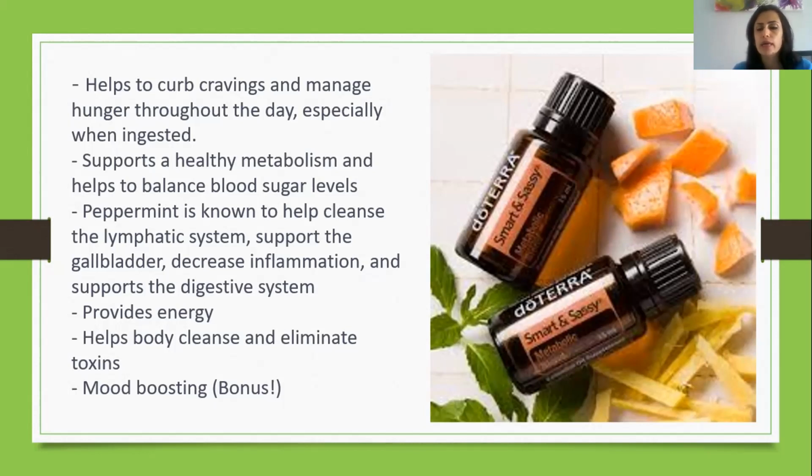I know some people don't like the taste. Some people enjoy the taste. So if you don't enjoy the taste, you can have it in a veggie cap. And yeah, it's also got cinnamon in it. So it's also a very good one to be used. So those are basically the oils which you can use to get rid of toxic load in your body.